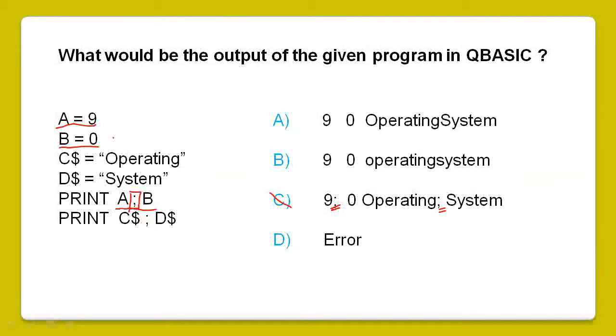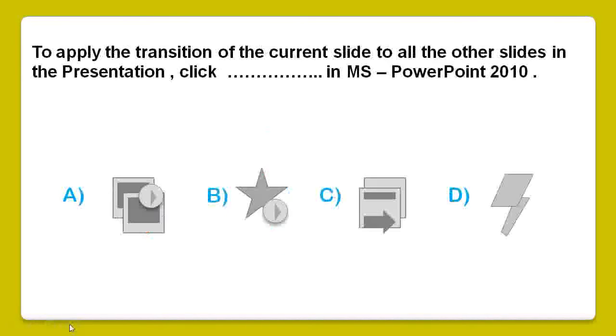Second thing, here "operating" has a capital O and "system" has a capital S. So it means you cannot have a small o or small s. So B is also a wrong answer. And D is not correct because the program is absolutely correct. So these three are wrong and A is the correct answer. Remember, whenever there is a semicolon like this, you do not give any space. Remember that. Okay? So let's move to the next question.